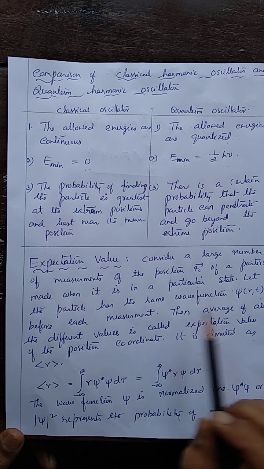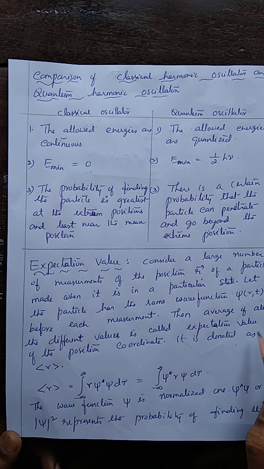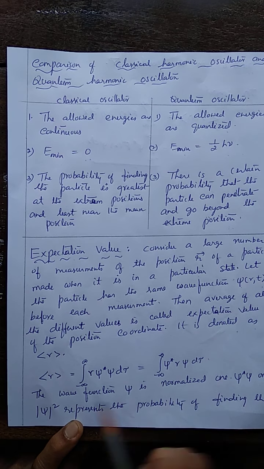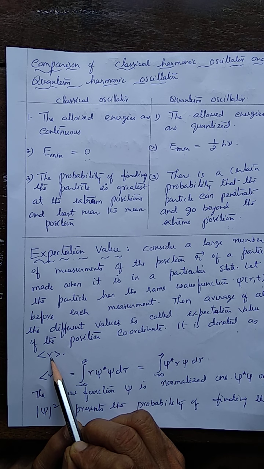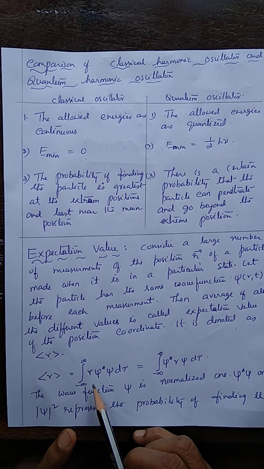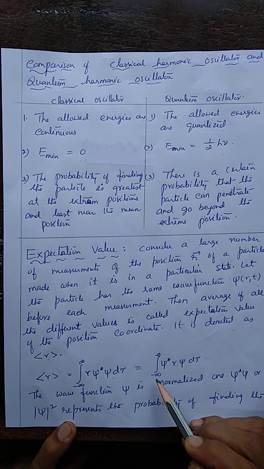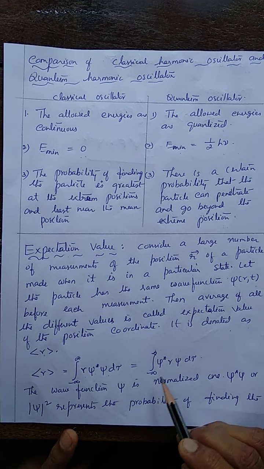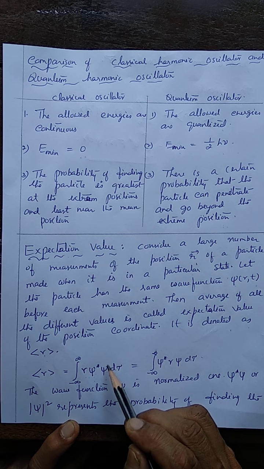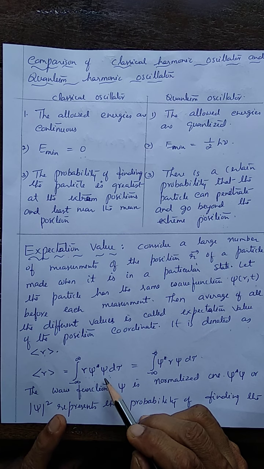Specifically, it is position. Similarly, you can find out the momentum of the particle or energy and so on. The expectation value in quantum mechanics is denoted by this symbol, a bracket with r. And it is given by the integration of r into psi star psi d tau, or the integration between the limits minus infinity to plus infinity of psi star r psi, where psi star psi is nothing but mod psi square, which gives the probability density.